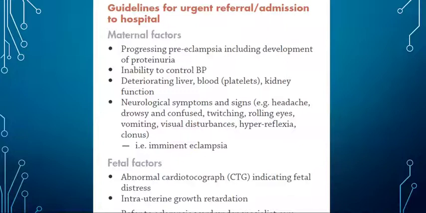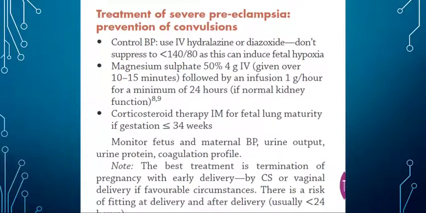Now, what are the guidelines to urgently refer this patient? If a patient is developing severe preeclampsia, impending eclampsia, you can't control their blood pressure, or if you get HELP syndrome, obviously if a patient develops convulsion or neurological signs and symptoms, those are the features where you need to send the patient immediately to the hospital.